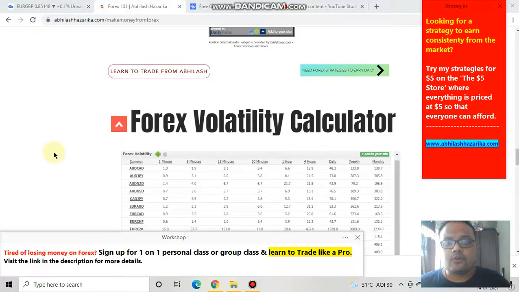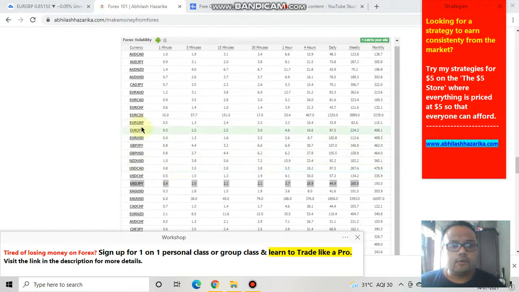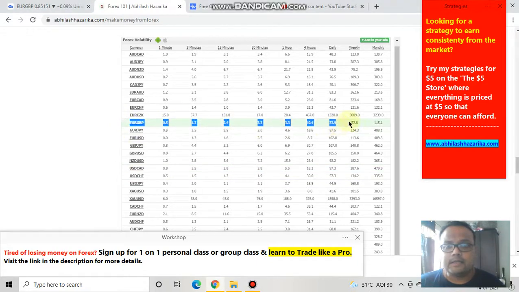And if we go to the forex volatility calculator, you can see that there is also not much movement in the chart of Euro GBP, because in the 5-minute chart there is hardly a movement of 1 pip. In the 15-minute chart there is a movement of 2.4 pips. In the 1 hour chart there is only a movement of 3.3 pips. On the other hand, in the 4 hour chart there is hardly a movement of 10 pips. The daily chart only 33 pips. So hardly any movement is going on in the Euro Pound chart.